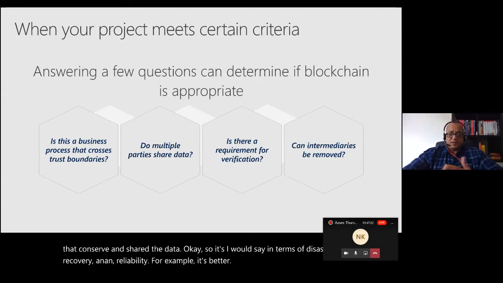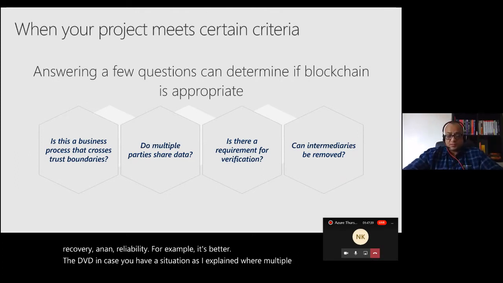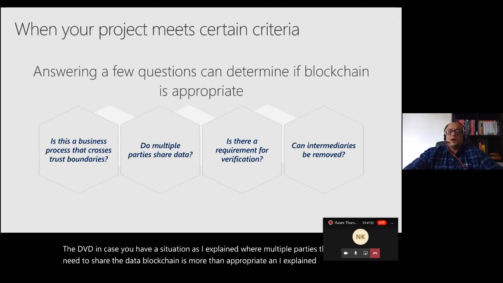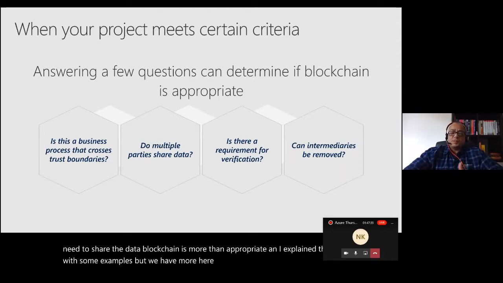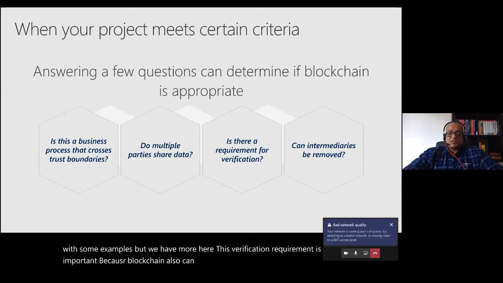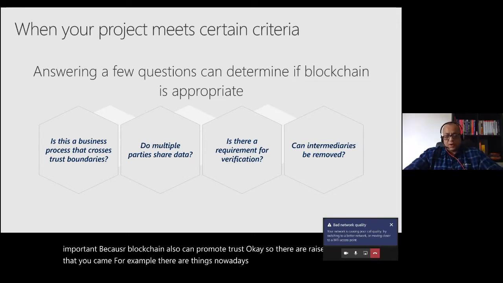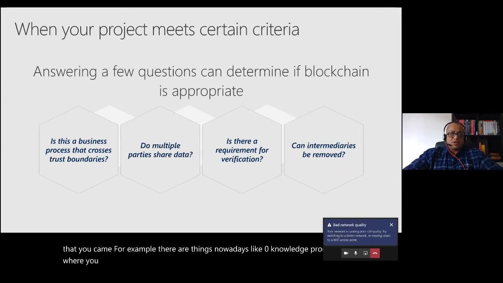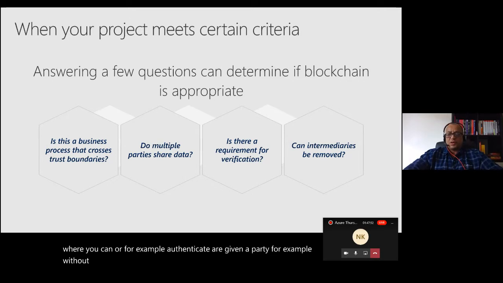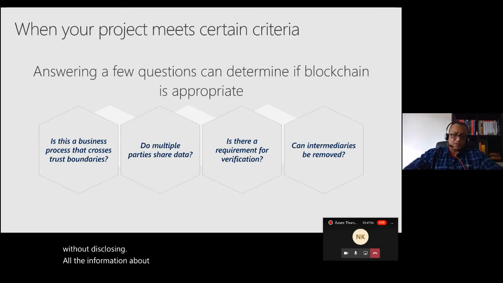In case you have a situation, as I explained, where multiple parties need to share data, blockchain is more than appropriate, and I explained that with some examples, but we have more here. This verification and requirement is important because blockchain can also promote trust. There are things nowadays like zero knowledge proof, where you can, for example, authenticate a given party without disclosing all the information about that party, or that client. Let's put it that way.